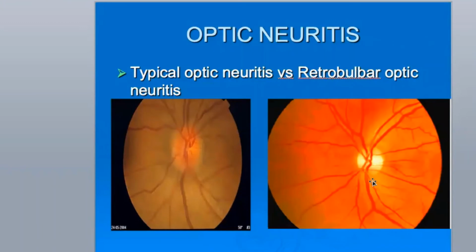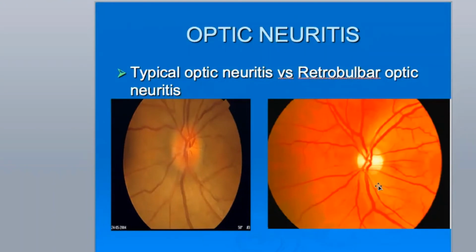So, but yet the optic nerve dysfunction is there. You do fundoscopy, everything looks perfectly okay. Suspect this patient has retrobulbar optic neuritis, provided the patient is young and it is unilateral. That points towards retrobulbar optic neuritis.